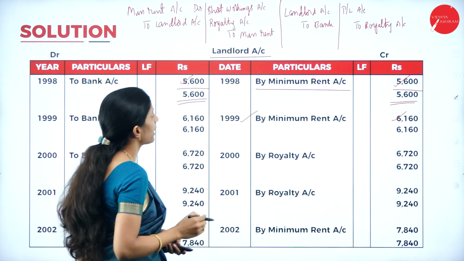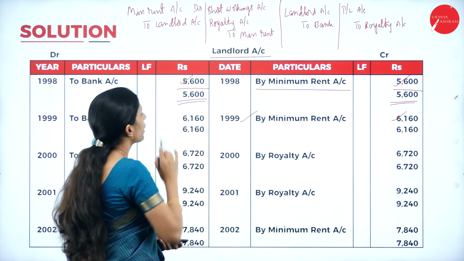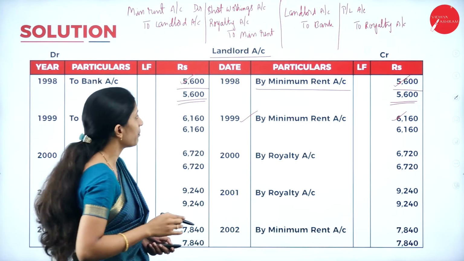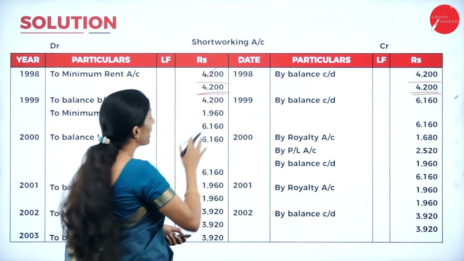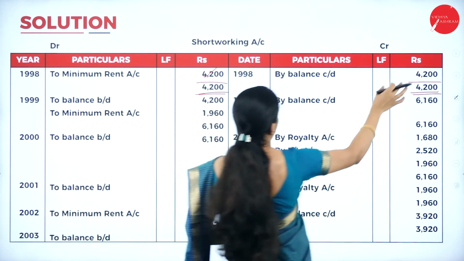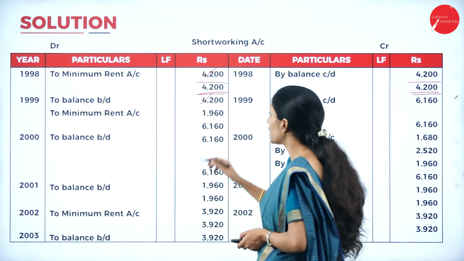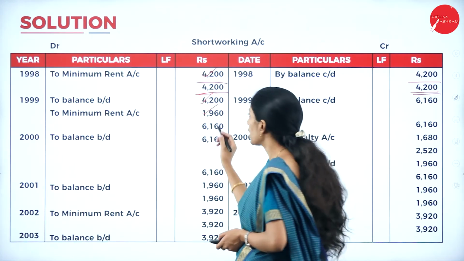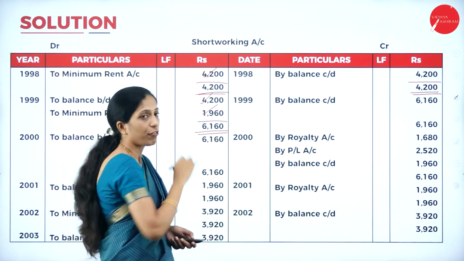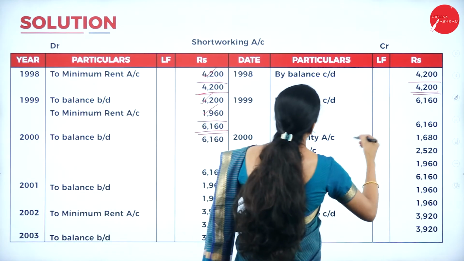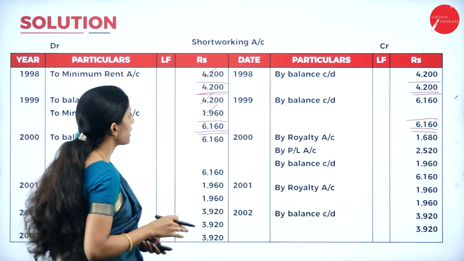Now come to the third entry, we are making payment to the landlord. So before that, in short workings account, how do you write? Short workings to minimum rent. How much? First you will bring down the balance because you have already carried down amount 4,200. So bring down the balance, then you will write to minimum rent 1,960, whereas you will get 6,160 here. Whereas in the credit side you have to carry down the amount. So by balance carried down 6,160. So short workings account is done.